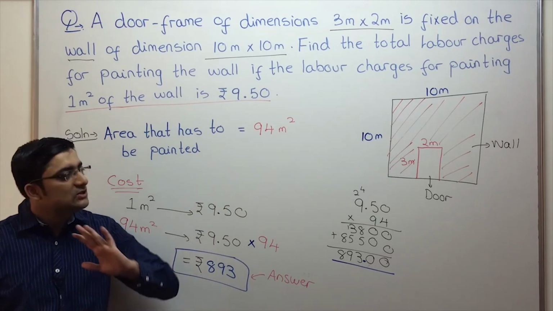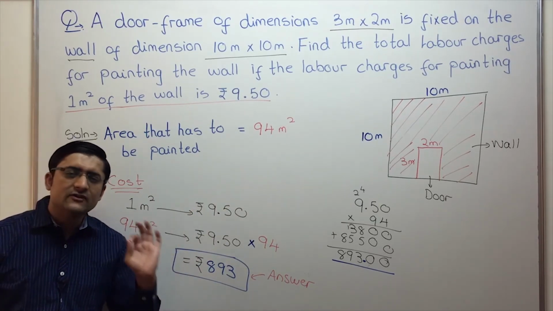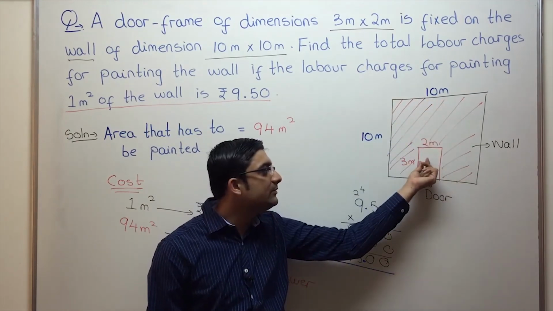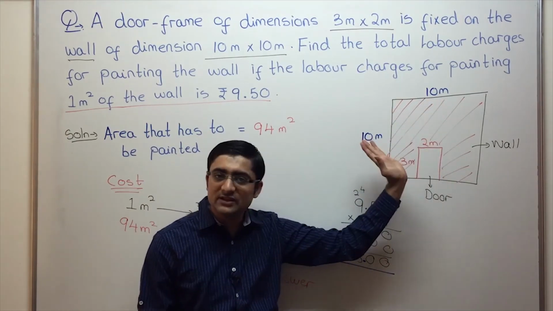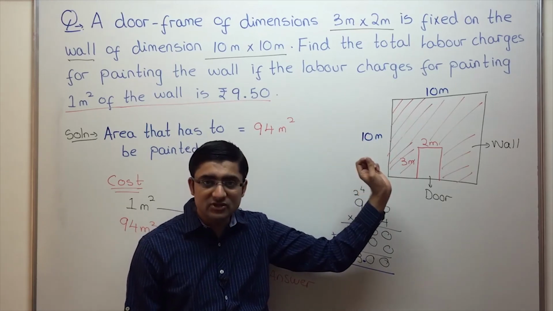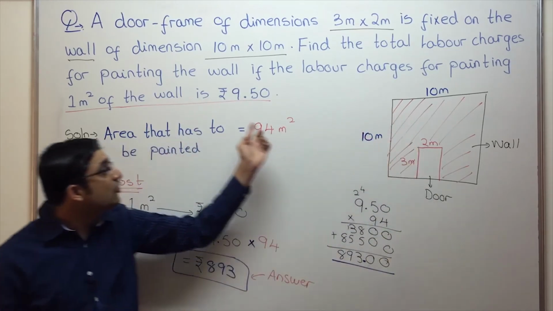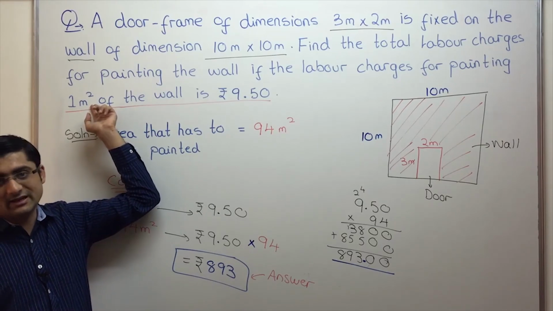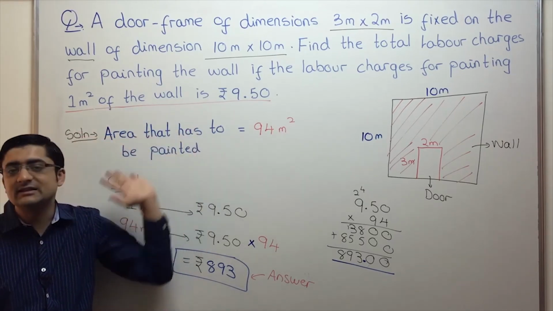So let me do a recap. Whenever you have a mensuration problem, the first step is to draw your figure. So there is a wall 10 meters by 10 meters. Inside there is a door frame 3 meters by 2 meters. So this over here is the figure. Now we want to find the labor charges for painting the wall. Now see, the cost is given to us in terms of 1 square meter. 1 square meter is a unit of area. So first of all we have to find the area that has to be painted.